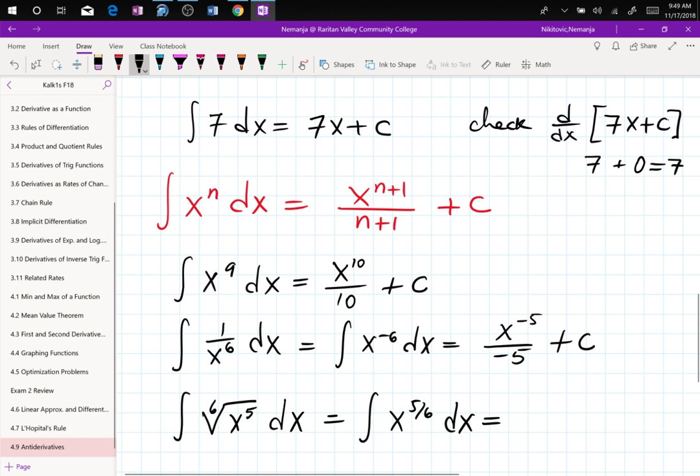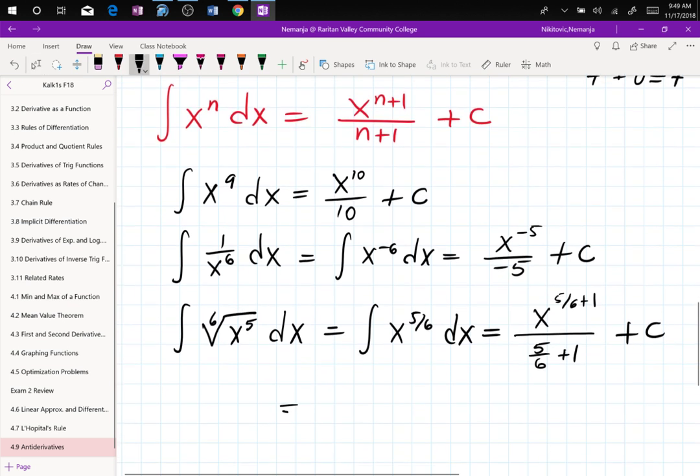Your job is to say it's going to be plus 1. So x to the 5 over 6 plus 1 divided by 5 over 6 plus 1 plus c. And then you just clear these fractions, make it nicer. So this is x to the 11 over 6 divided by 11 over 6 plus c, which turns into 6 over 11 x to the 11 over 6 plus c. If you simplify the double fraction, you bring it up, it flips. So that one rule takes care of a lot of stuff for us.